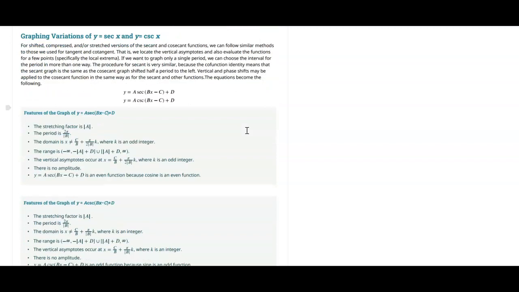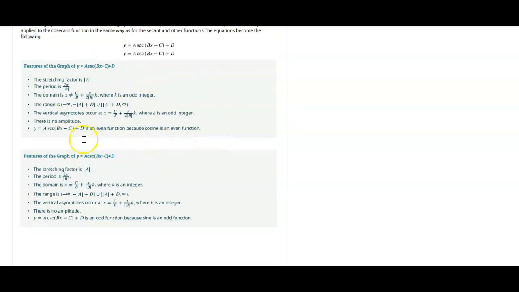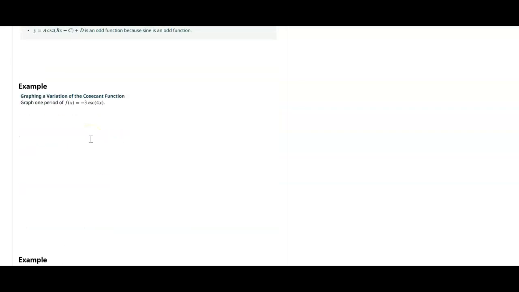Personally, when I choose to graph secant and cosecant, I graph sine and cosine very gently. Find the zeros of that, make my vertical asymptotes, and then just do the 1 over components of that. So there are some graphing steps if you want to look at those, but I just want to show you an example of each one.